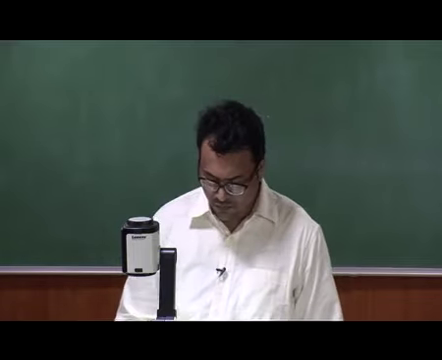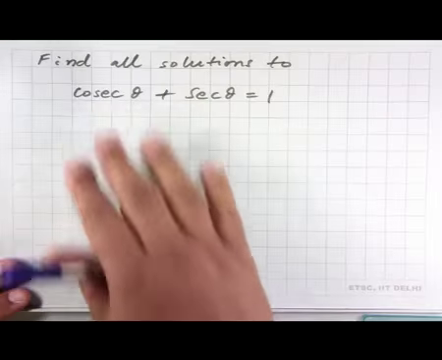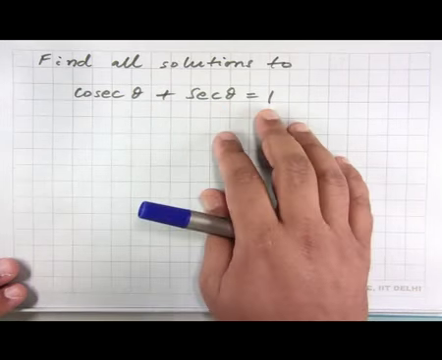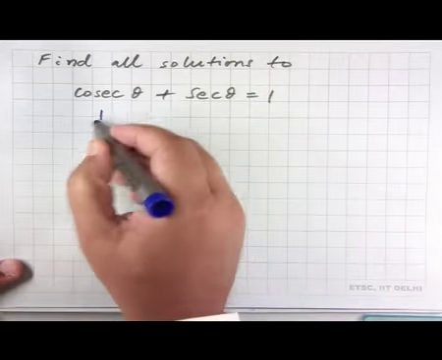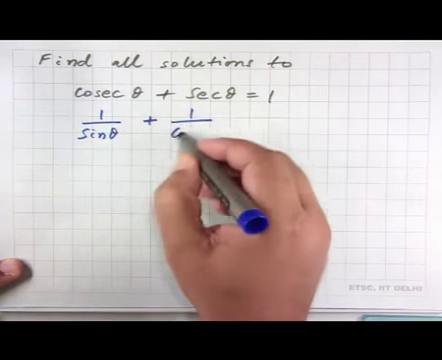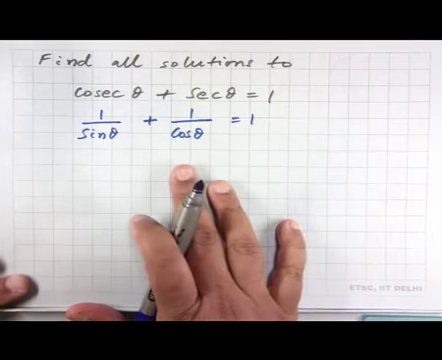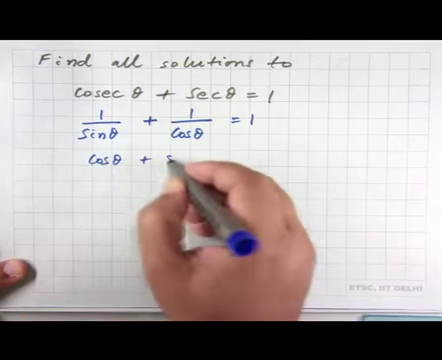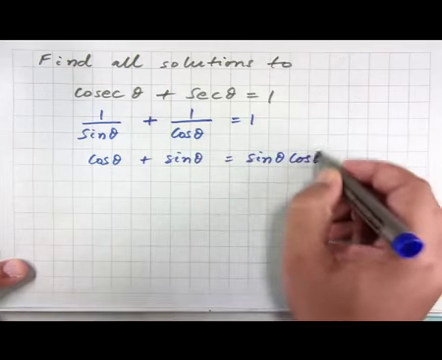Let us take a slightly more difficult problem. In this problem we are asked to find all the solutions to cosecant theta plus secant of theta equals 1. Again we will express cosec theta as 1 over sin theta plus 1 over cos theta equals 1, and then when you multiply both sides with sin theta cos theta, you end up getting cos theta plus sin theta equals sin theta into cos theta.